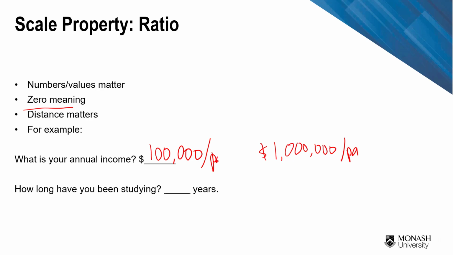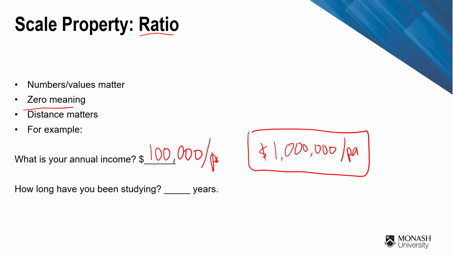So what does it mean? We can say that this is in dollars, which means that there is a zero meaning: if you have $0, it means there's nothing. Great, so that's ratio, and the value matters. 100,000 is going to be different from 1 million. We know that 1 million is more than 100,000.